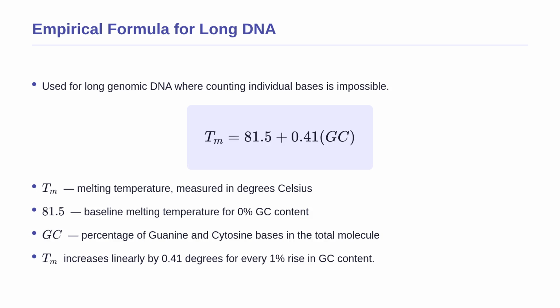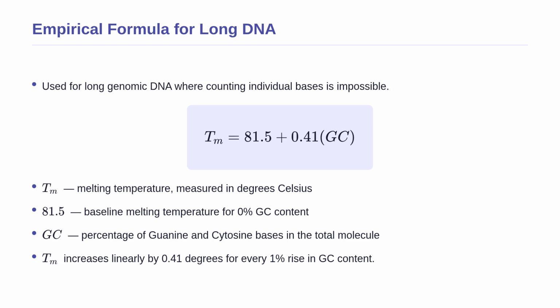That example worked perfectly for a short primer, but what if we are dealing with an entire genome? For longer DNA molecules, we cannot simply count millions of individual bases. Instead, scientists use a simplified empirical formula based purely on the overall GC content. The formula is Tm equals 81.5 plus 0.41 times GC. Here, Tm is again the melting temperature in degrees Celsius.